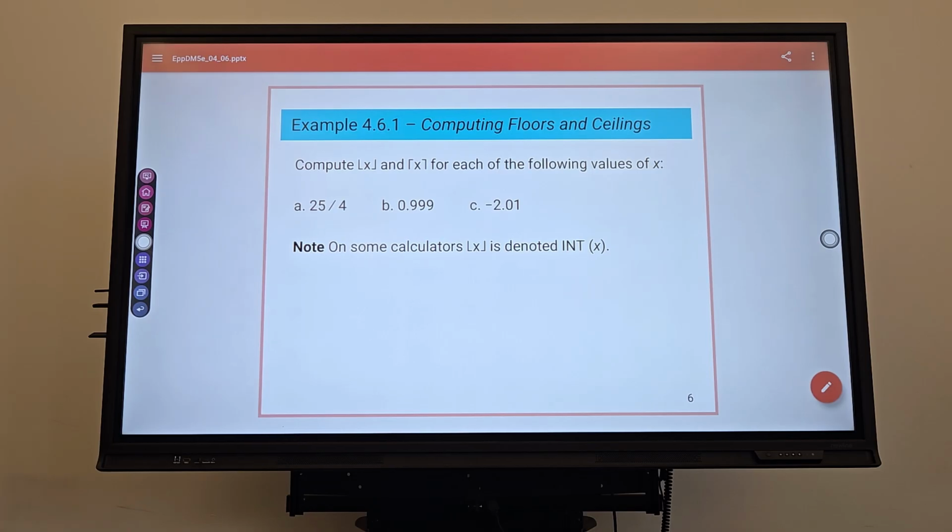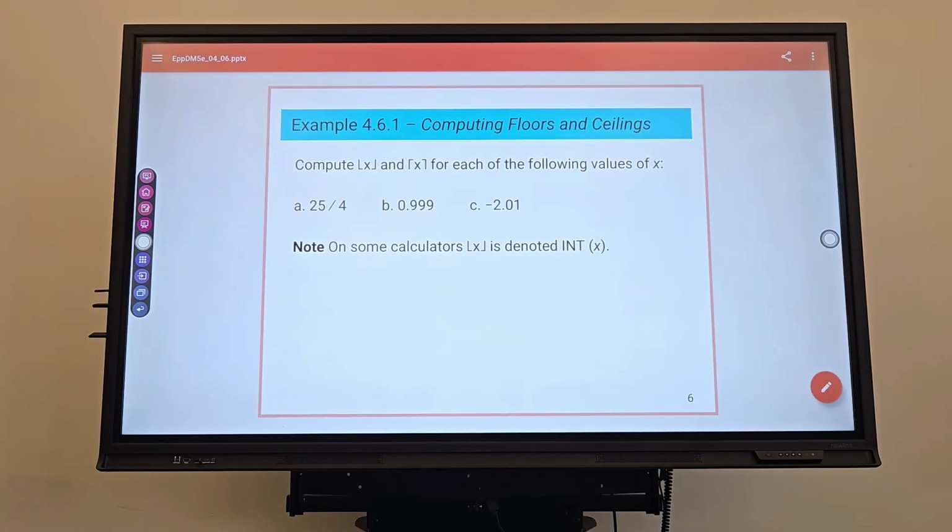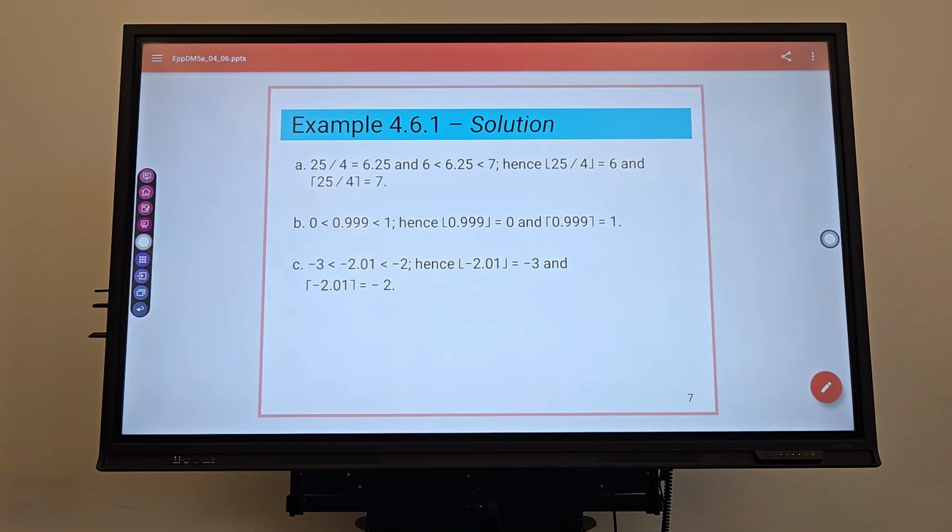Now the floor of minus 2.01. It's minus 3. It's the next integer lower. And the ceiling? Minus 2. On some calculators, the floor is sometimes denoted by int x, where it just truncates the fractional value. So there you go.